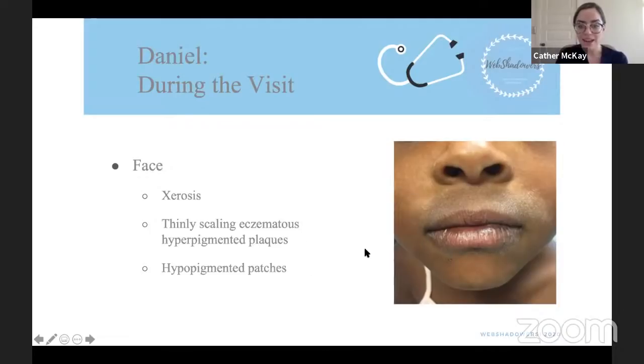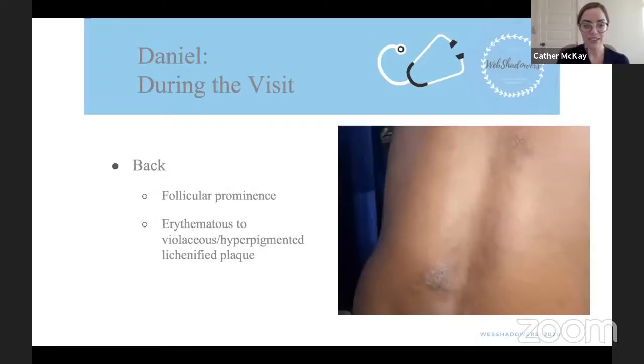And if you look, you can see these kind of more subtle hypopigmented patches throughout the face. So anytime there's inflammation in the skin, you can get pigment changes, and sometimes it's hyperpigmentation and sometimes hypopigmentation. And these patches, we'll talk about what they're called, but those are things that you note on his face.